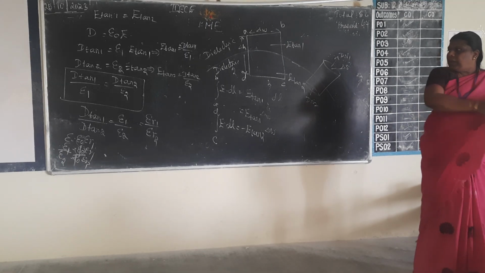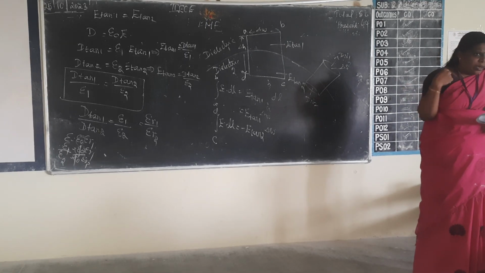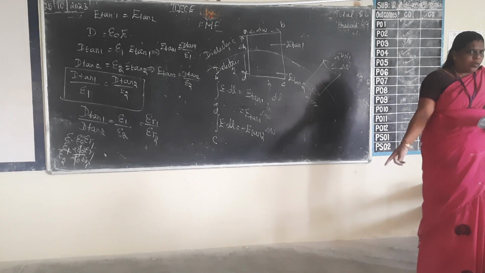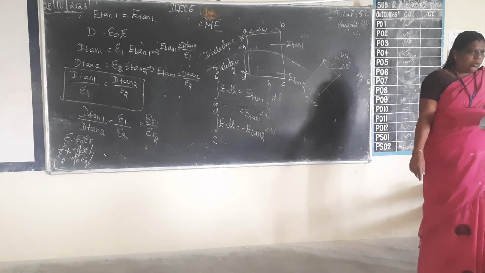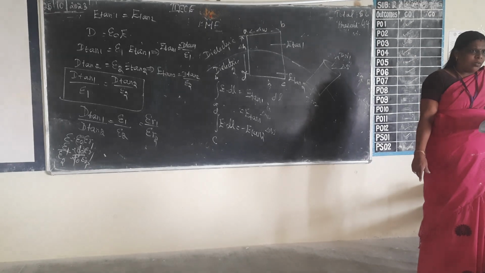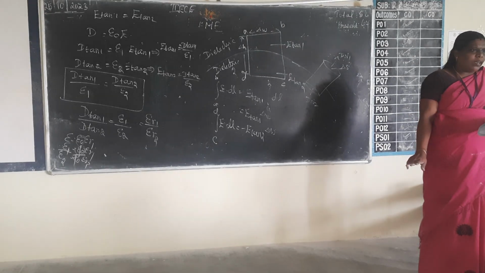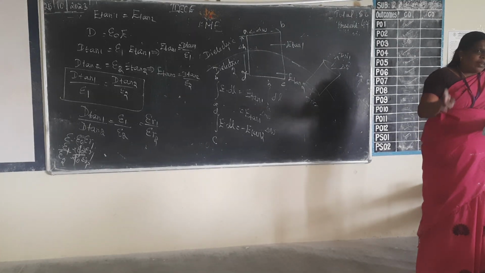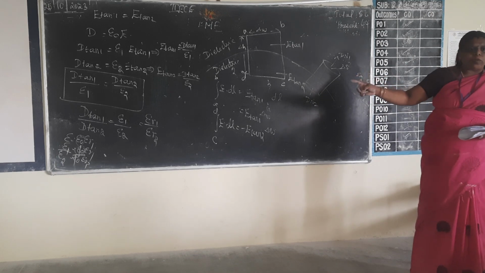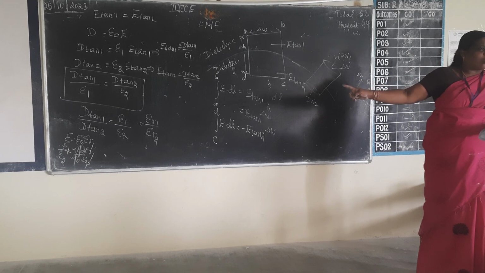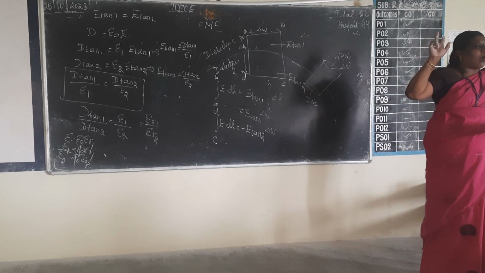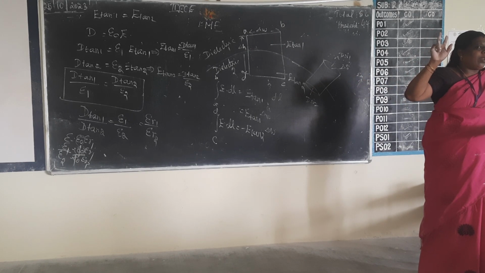What we have done? Is D tan 1 equal to D tan 2? Yes or no? No? Why is it no? Because D tan 1 is equal to epsilon 1 by epsilon 2 times of D tan 2. So what can you tell about the boundary?